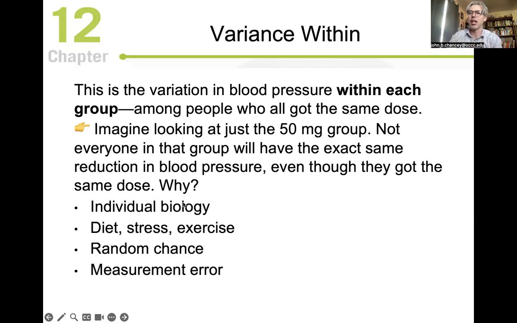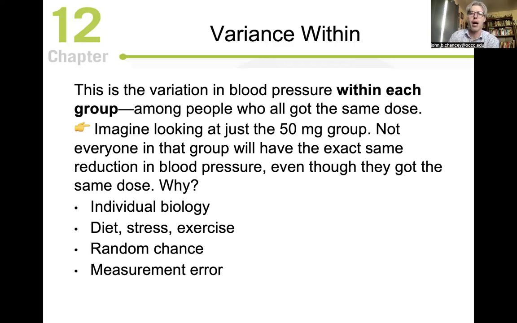So kind of thinking about, if we just put a spotlight on that 50 milligram group, not everyone in that group is going to have the same exact blood pressure reduction, even though they got the same dose. There are a number of reasons why. They could have individual biology. People have different genetics, different biology. People have different diets, stress, exercise. There could just be randomness involved. There could be measurement error. It could be all of the above.